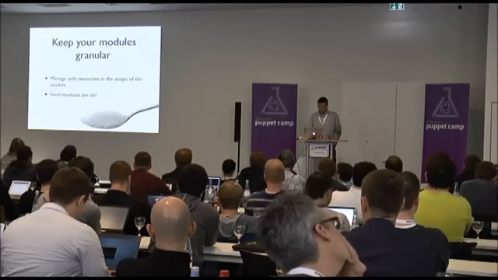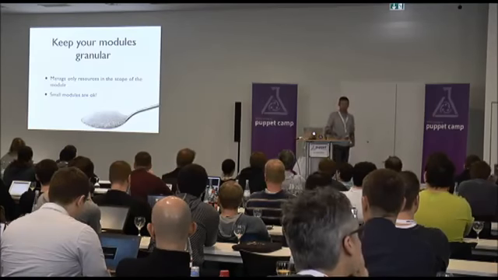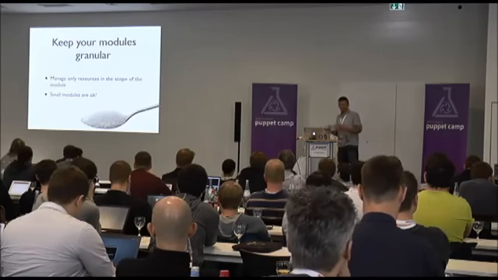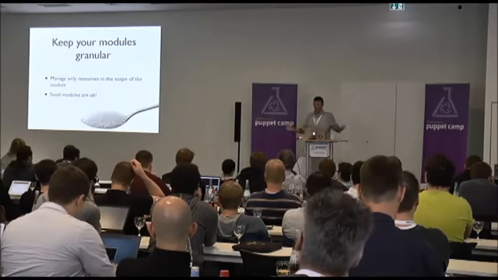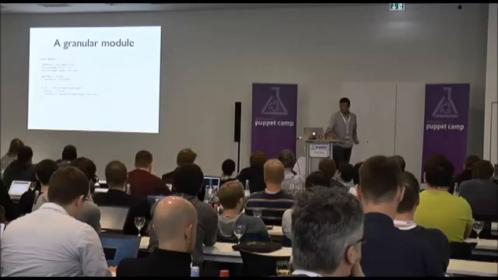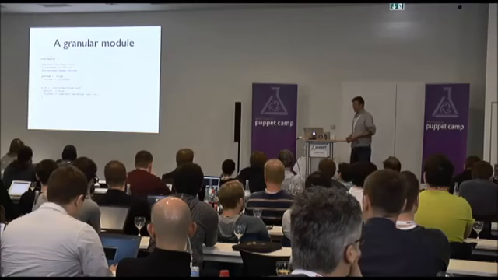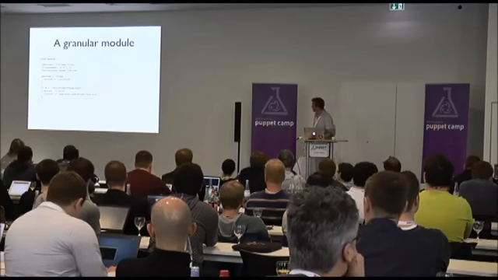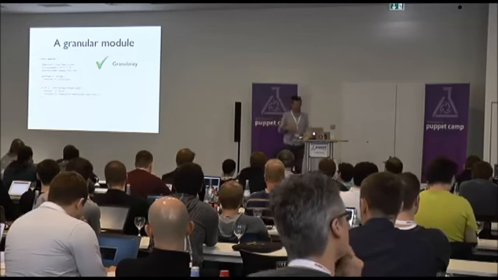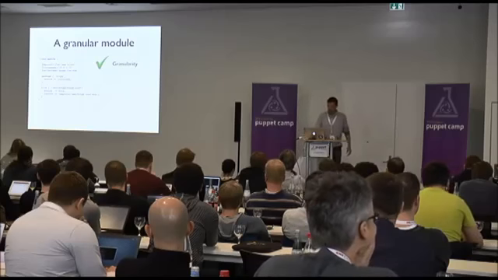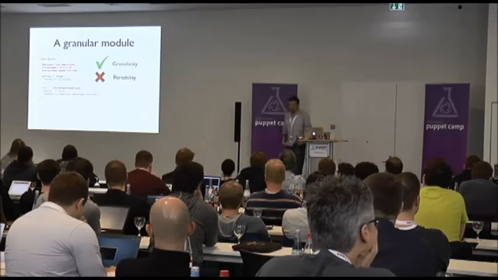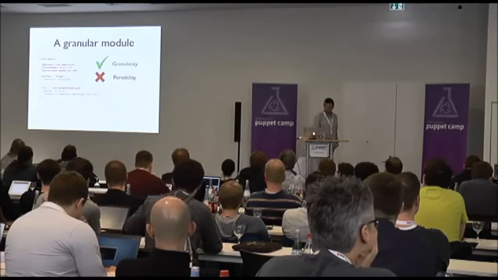So first thing we need to do always is keep our modules granular. If that means you have a lot of modules, that's fine. And if that means you have small modules, that's fine. Keep them granular. So here's an example of a more granular module. So it's getting better. It's granular. We're only managing resources that are directly related to Apache in our class called Apache. But we're still not portable. So we've still got this hard-coded data that's specific to our environment.